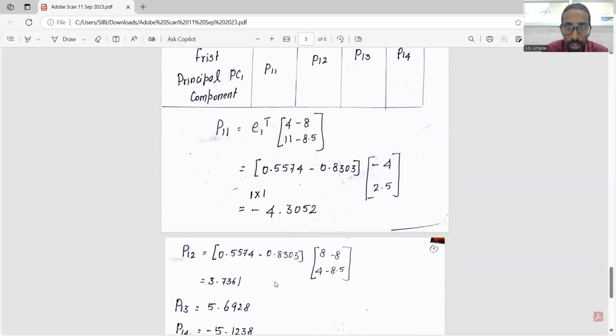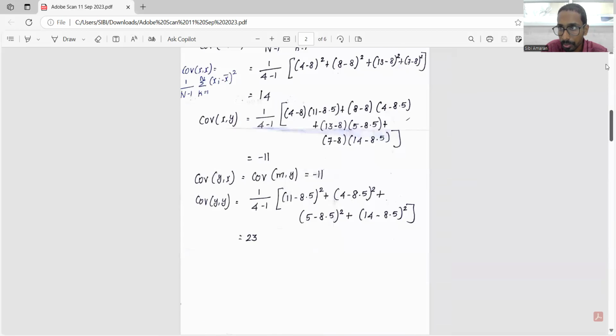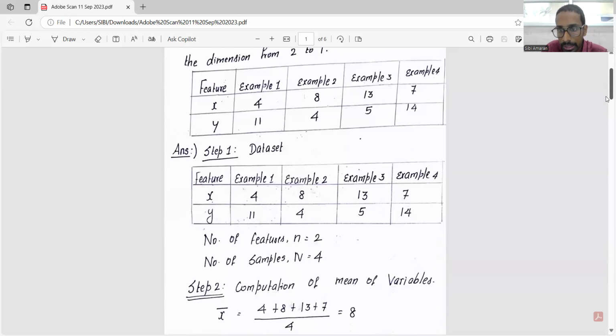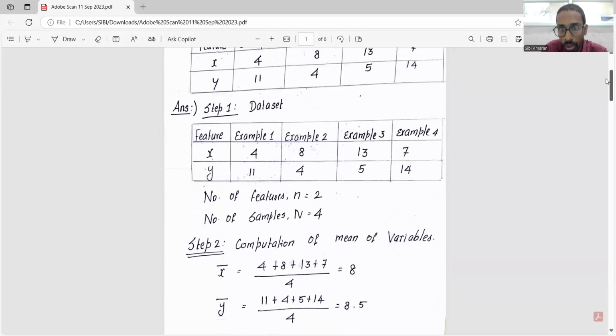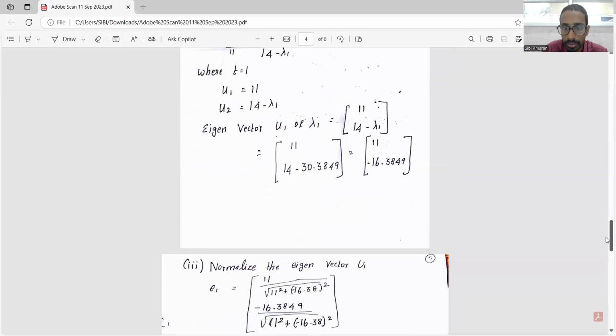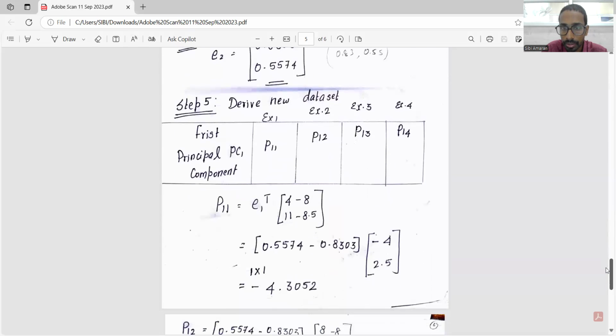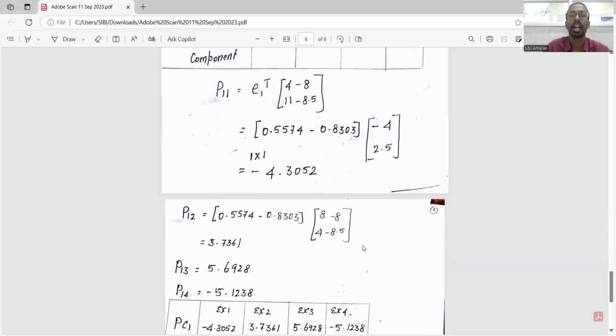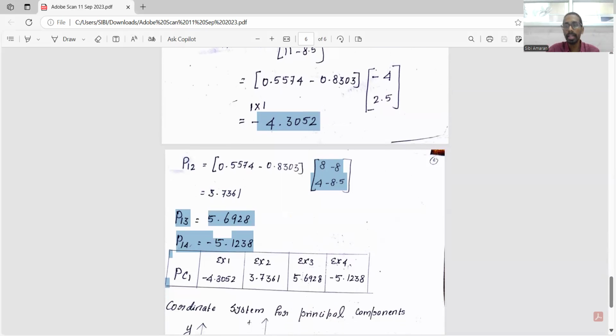Then for the next one, you have to apply 8 minus 8 and 4 minus 8.5. I'll be going back to the previous step. So 8 minus 8, 4 minus 8.5. That's what I have written here. And this will be the answer you'll be getting. Similarly, you have to do the third step as well as the fourth step. Finally, you have to put all these answers in a single row. So this will be the solution for this.